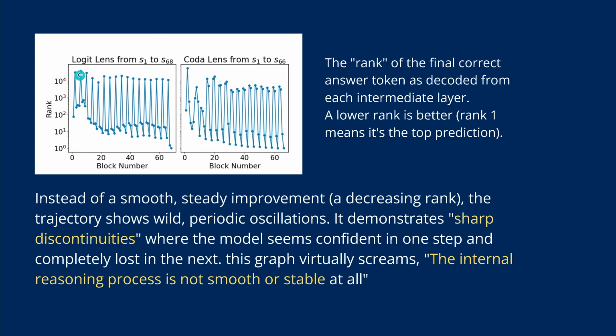But instead of a smooth, steady improvement, meaning decreasing rank, if we run through all this, the trajectory shows wild periodic oscillation. It demonstrates really sharp discontinuities where the model seems confident in one step and then completely lost in another. So we go from a little bit knowing to perfect chaos, then a little bit knowing, perfect chaos. So lost, completely lost. This graph kind of screams to you that the internal reasoning process is not stable at all, from both our microscopes.